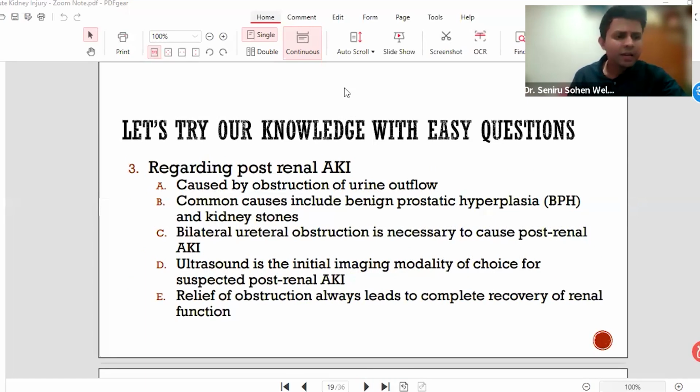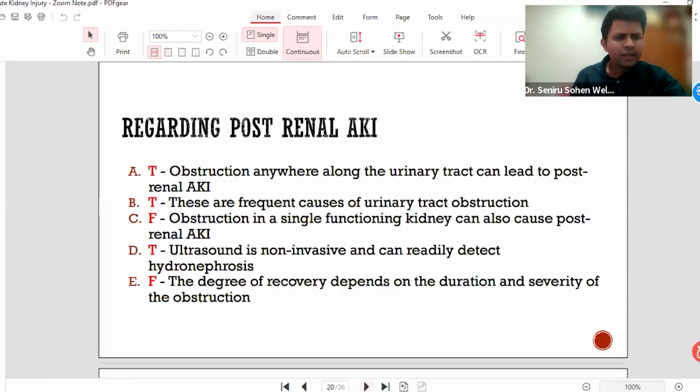Okay, so regarding post-renal AKI, it is caused by obstruction of urine outflow. True, obstruction anywhere along the urine tract can lead to post-renal AKI. Common causes include BPH and kidney stones. True. Bilateral ureteral obstruction is necessary to cause post-renal AKI. That is false. If you have a single functioning kidney, obstruction there can cause post-renal AKI.